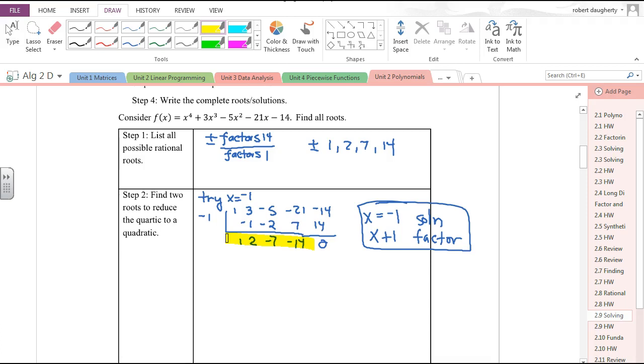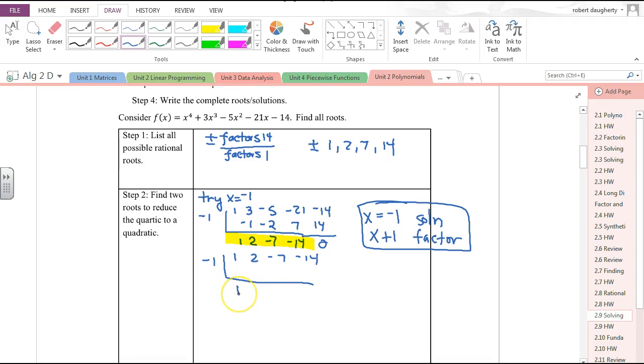Again, should I try negative 1? I haven't ruled it out. Just because it worked doesn't mean it won't work again. If I'm marching down this list, negative 1 might work again. You could have x minus 1 times x minus 1 being a polynomial. So let's try negative 1 again, starting with 1, 2, negative 7, negative 14, the answer from the previous.